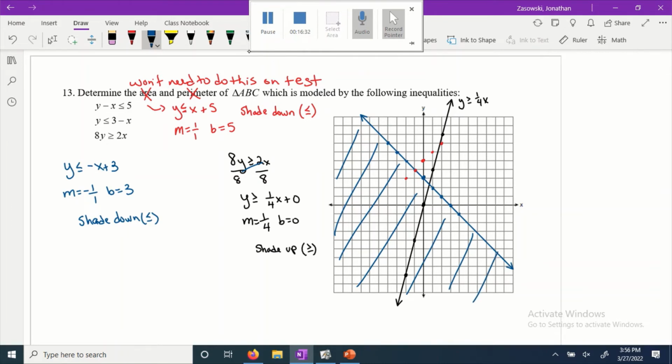This black line, which is 8y is greater than 2x, we're just going to divide by 8 to get 1/4 x. And because there's no number attached, the y-intercept is 0. So this line is the wrong slope. Let's fix this. Of 1/4, we're going to go up 1 and over 4. So up 1 over 4, and we're going to get this line.